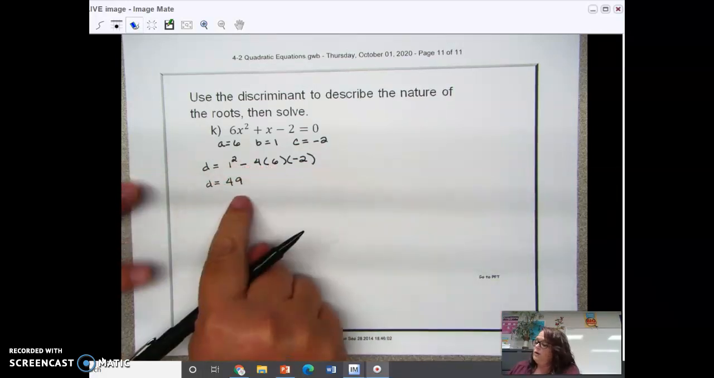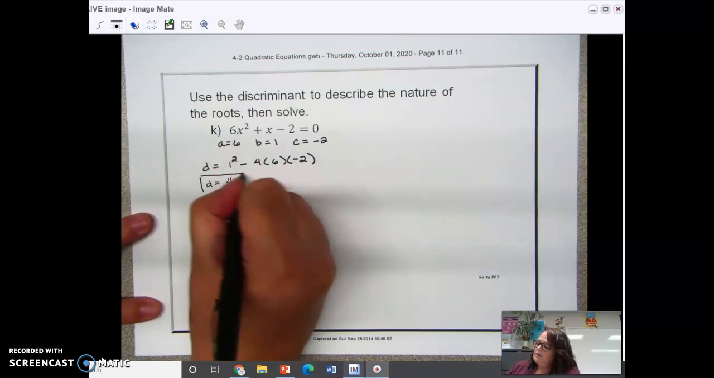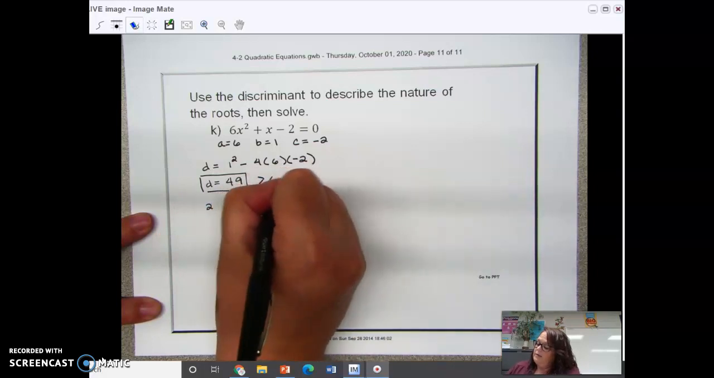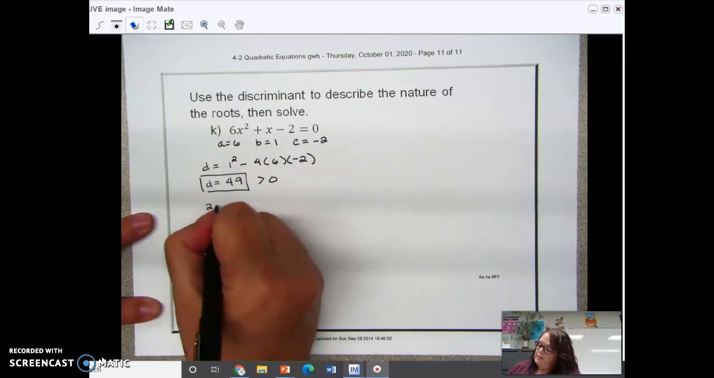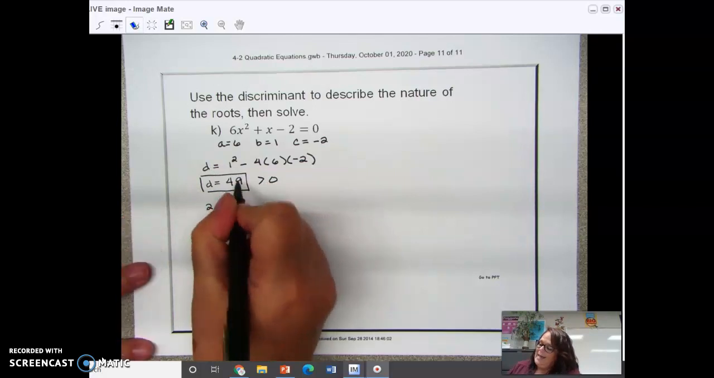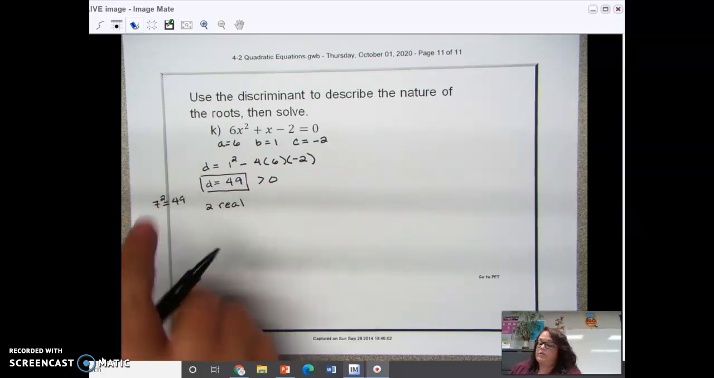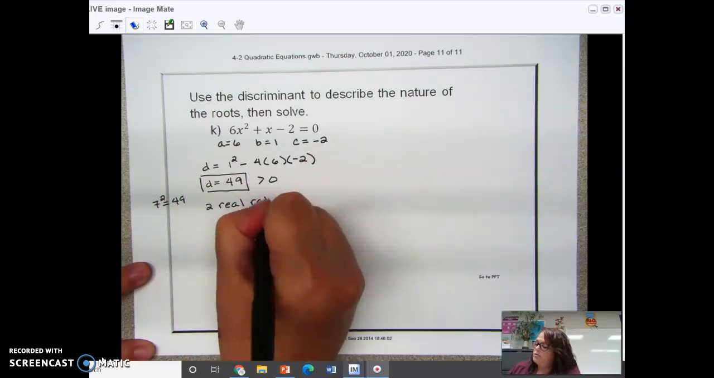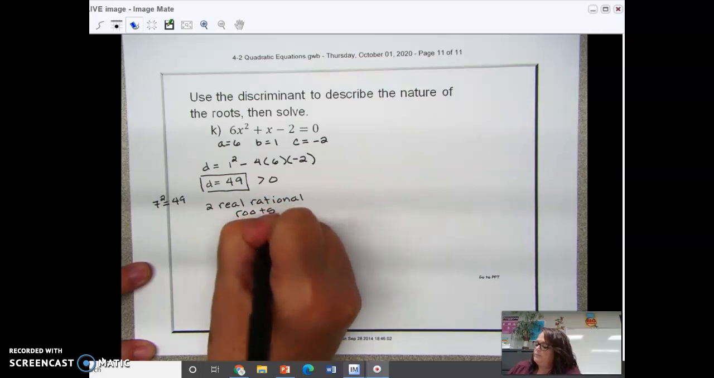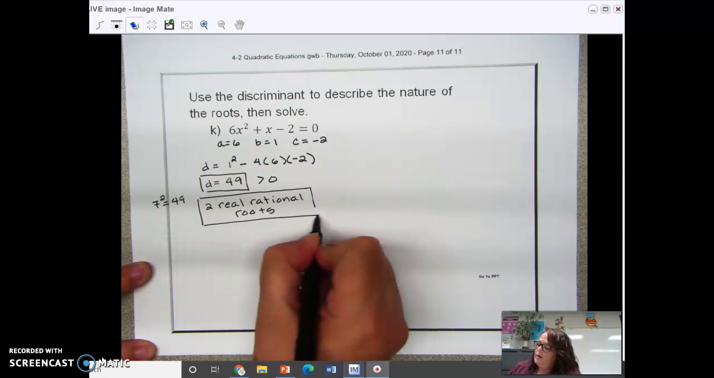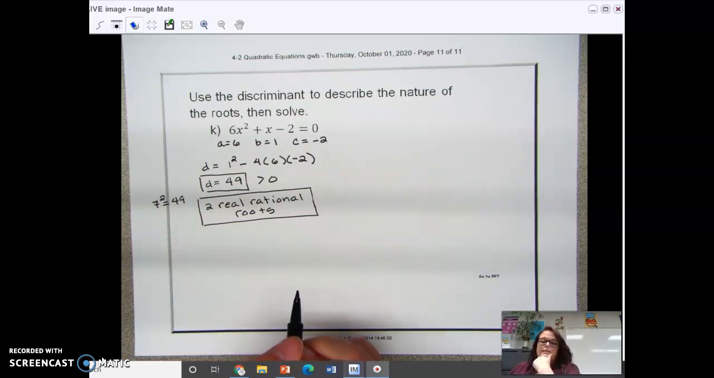Okay, so a couple things. It's not 0, so I have 2 roots. It's greater than 0, meaning it's positive, so that means the roots are real. And 49 is 7 squared. And so since it's a perfect square, we're going to end up with rational roots. Okay, so if you need to make any changes, go ahead and pause the video and try to get that answer one more time.